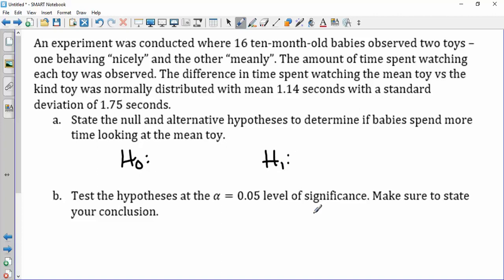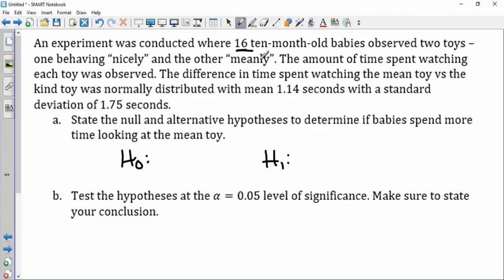Is this matched pairs data or not? Let's see. You had 16 babies, but what did they do with each baby? They watched both toys, and so they compared. How long did the baby watch this toy versus how long that same baby watched the other toy? So is this matched pairs? Yes, because for each baby, you have 2 times.